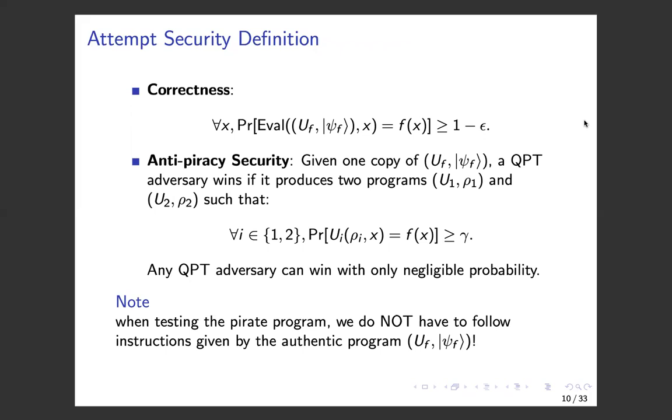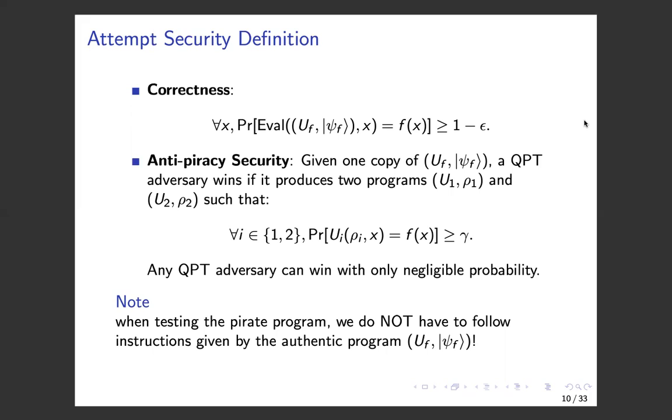is not able to produce two other programs described by U1 and rho 1, U2 and rho 2, such that both of these programs can pass the test if we sample random inputs according to some input distribution correlated with the function family, and they compute correctly, both with a probability larger than gamma. And we say the adversary wins if they pass such a test, and we want no QPT adversary to win with non-negligible probability. And note that when we test the quantum program, we do not have to follow instructions given by the authentic program. And this is a difference from copy protection and later other weaker security notions we will discuss.